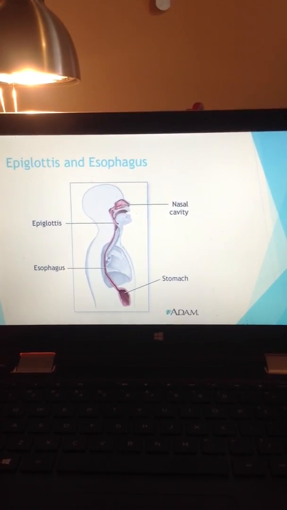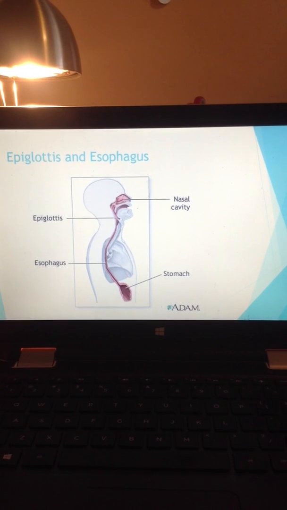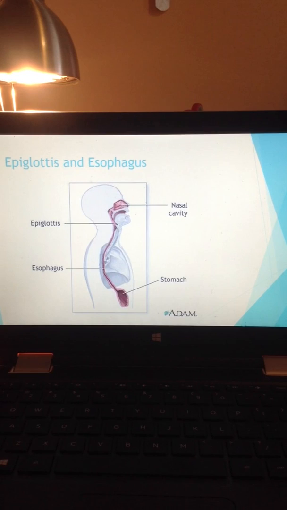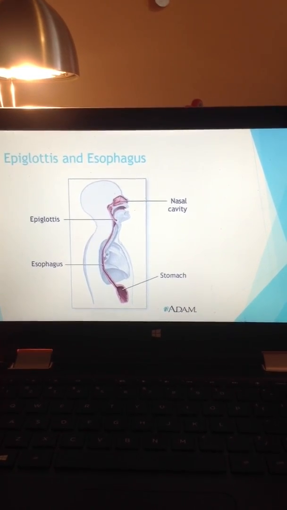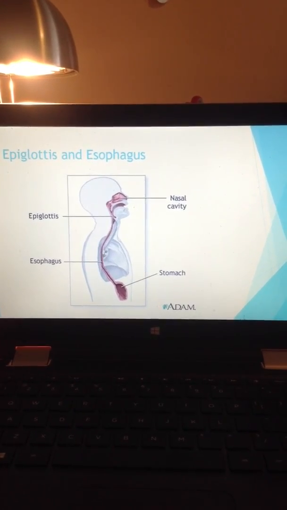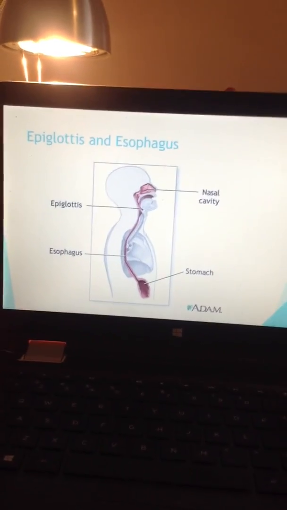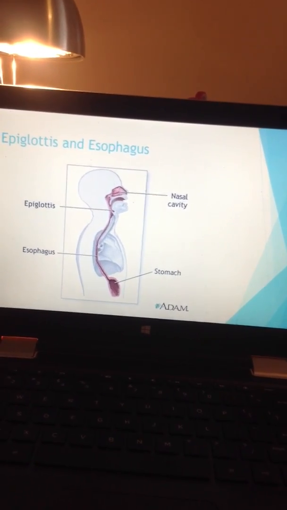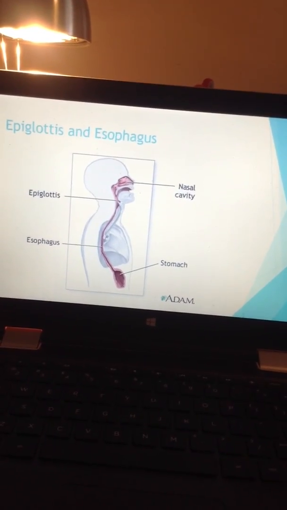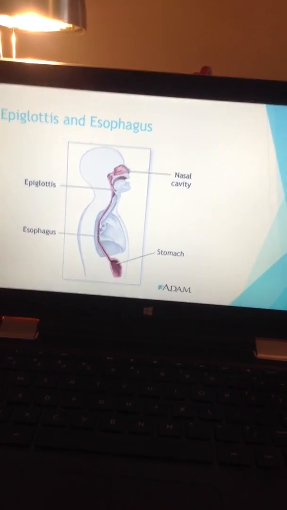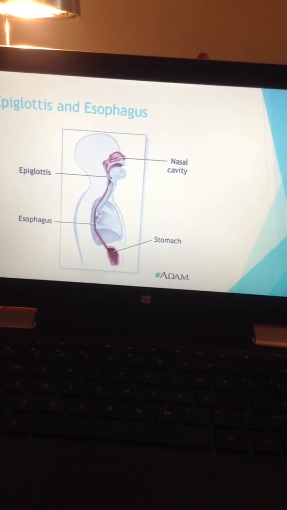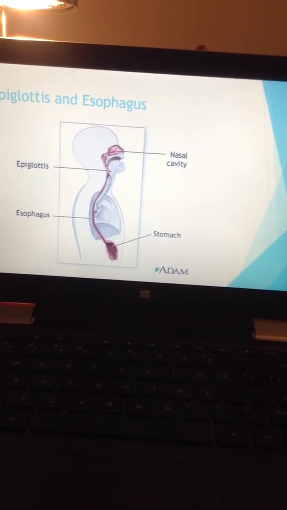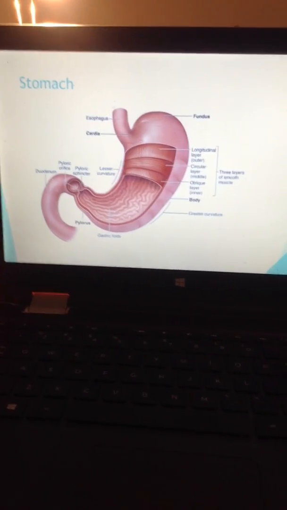The mouth is separated from the esophagus by the upper esophageal sphincter. And then the esophagus is separated from the stomach by the lower esophageal sphincter. I'm probably saying that totally wrong, but it's also called the cardiac sphincter. If the cardiac sphincter receives any irritation, it can cause acid reflux or heartburn. So, moving to the stomach.